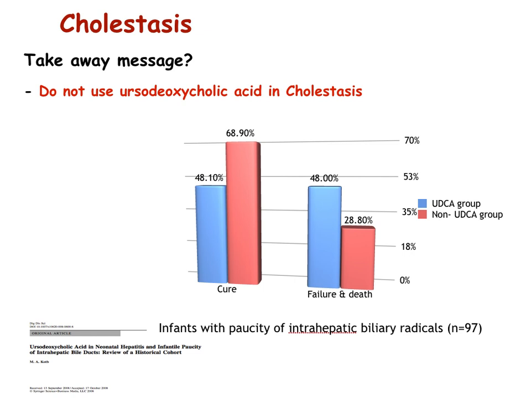Please also note that the complications with ursodeoxycholic acid result in liver cell failure, death. It induces paucity or vanishing of intrahepatic biliary radicals. It induces pneumonias and infection. It is not effective and not safe to use ursodeoxycholic acid in children.